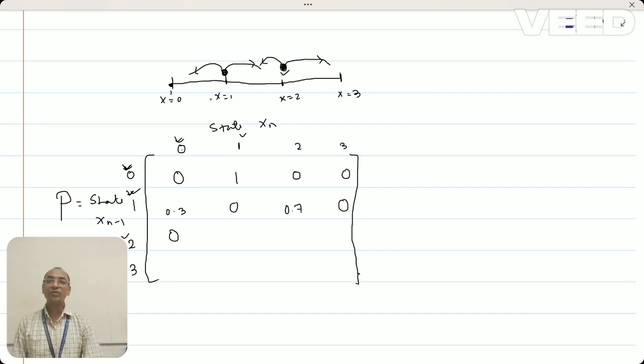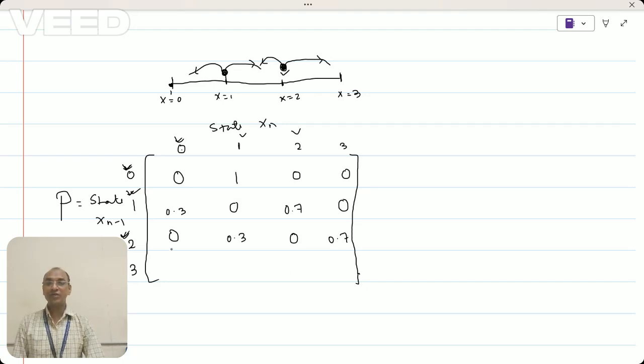Now for x equal to 1, he can move to the left, and so the probability is 0.3. Similarly, present state is 2 and future state is 2, so there is no movement, and so I will have a probability here 0. Now present state is 2, future state is 3. That means he has to move to the right, and the probability will be 0.7. Now you see the sum of each element in this row will be nothing but 1.